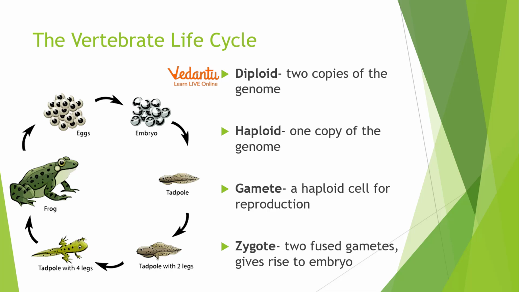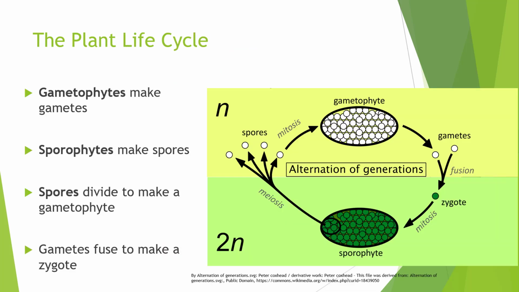Now in plants, it's the same but different, because in the plants you have, of course, gametes, both male and female, eggs and sperm, but these are not made by the adult diploid organism. These are made by something called the gametophyte. Gamete phyte, gamete plant. This makes the gametes. So the gametophyte will make either sperm or eggs.